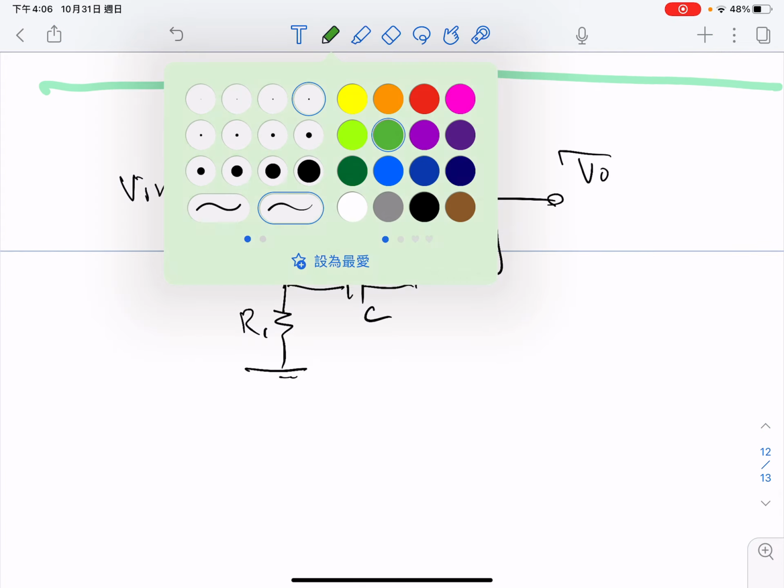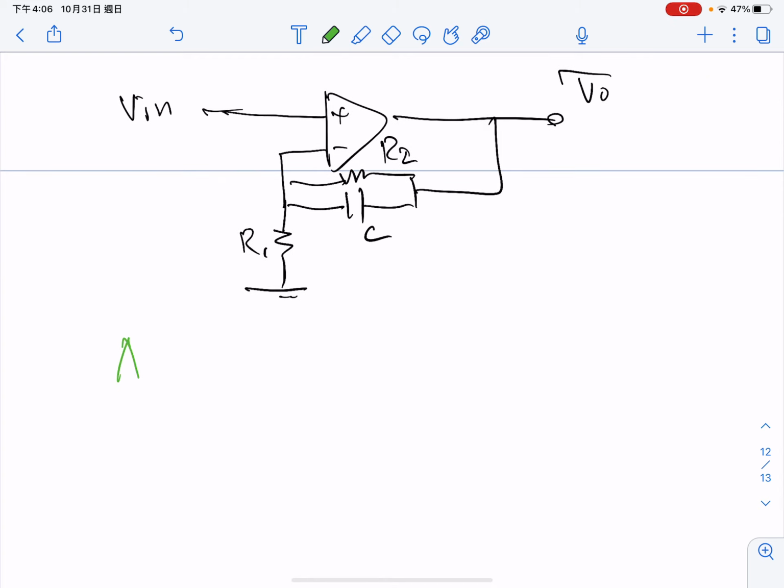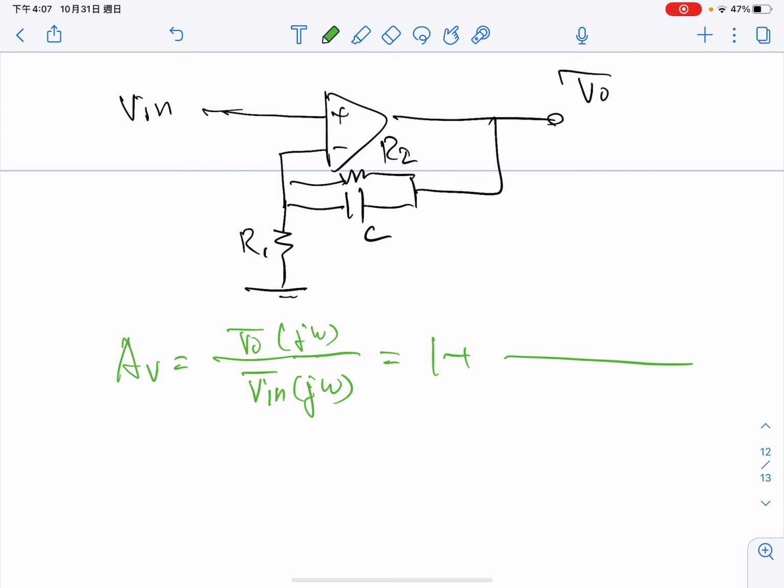And by using the formula we just mentioned, the voltage gain will be equal to V0 over V in. But now it becomes a frequency domain representation, V out over V in as a function of j omega. This one will be 1 plus R2 in parallel with 1 over j omega C, divided by R1. Usually we'll call this the transfer function, H of j omega.